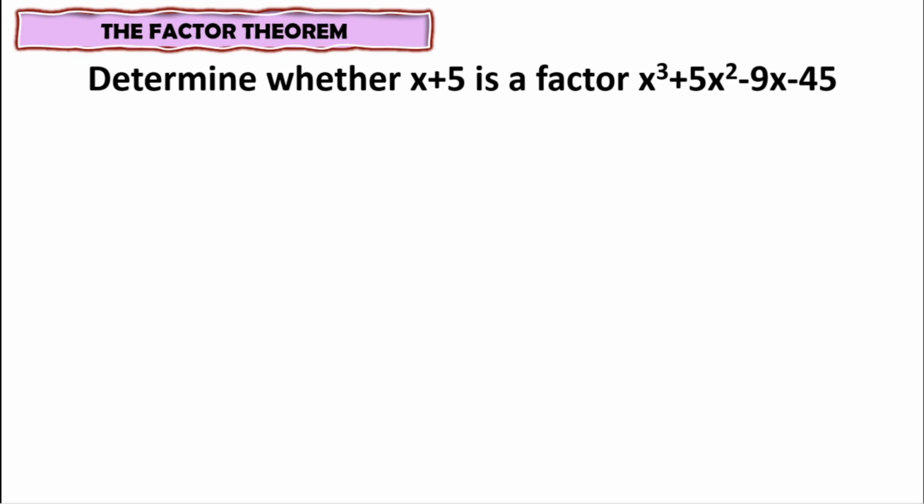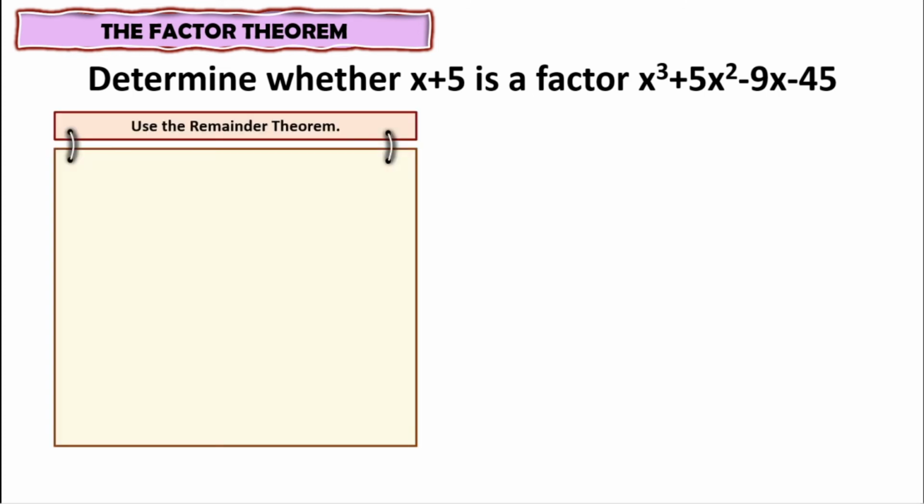Example, determine whether x plus 5 is a factor of the polynomial x cubed plus 5x squared minus 9x minus 45. In using the remainder theorem, we need to solve first for the value of c using the linear binomial x plus 5, and we can obtain c by equating the binomial to 0. If x plus 5 is equal to 0, then x is equal to negative 5. Thus, c is equal to negative 5.